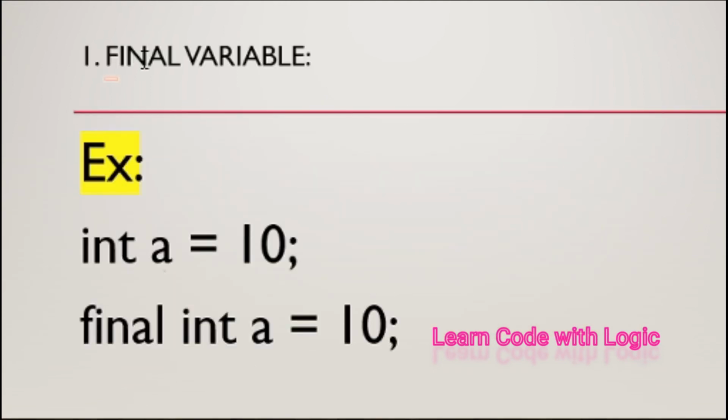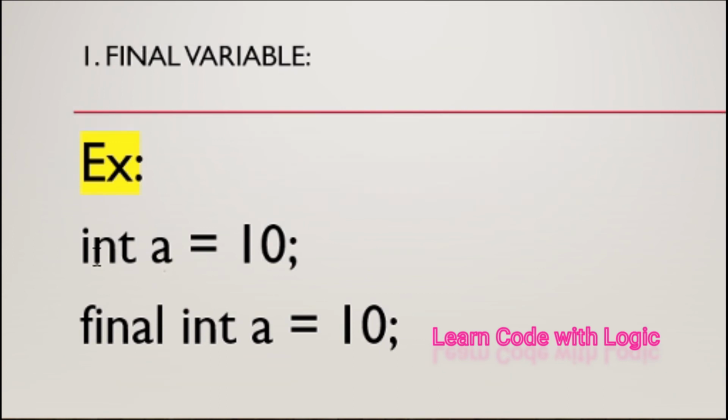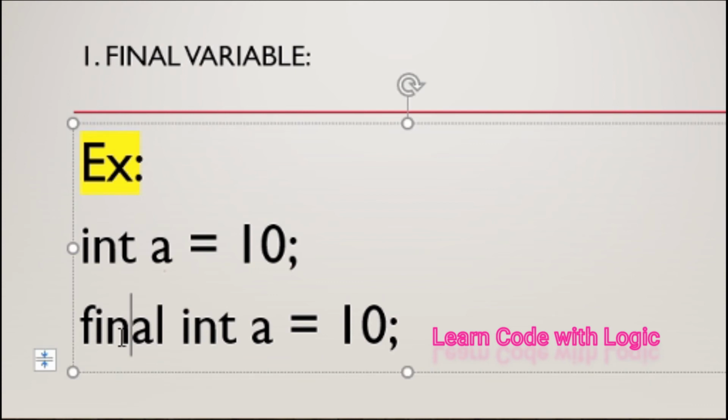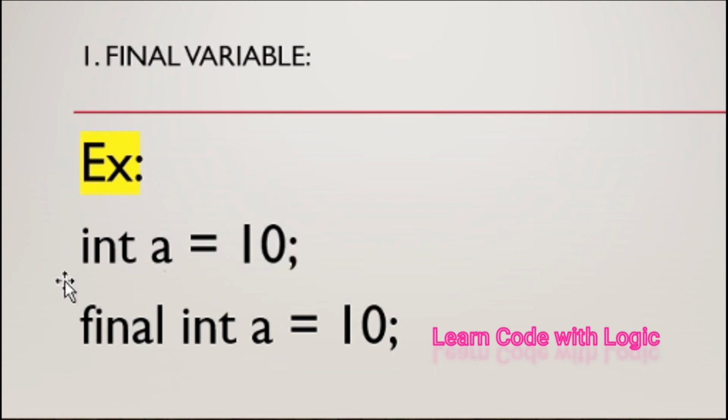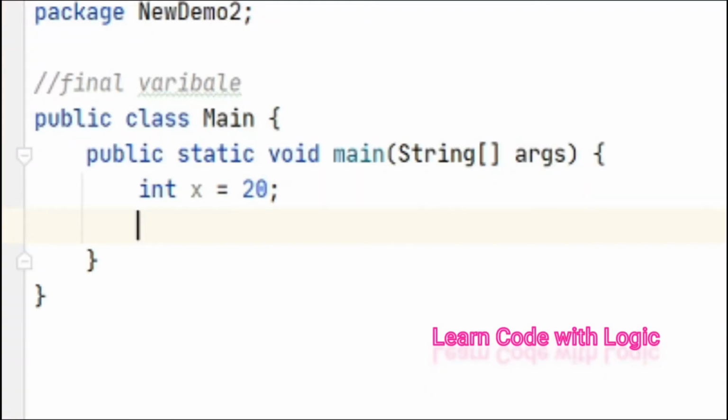The first example here is the final variable, meaning the variable is final. For example, int a is 10. This is an integer data type variable. If you want to make that one final, you have to add this final keyword. As I said earlier, using this final keyword, we cannot override the value. Let me quickly write a coding example so that you will understand better. Let's take one variable, int x equal to 20, and access that one.